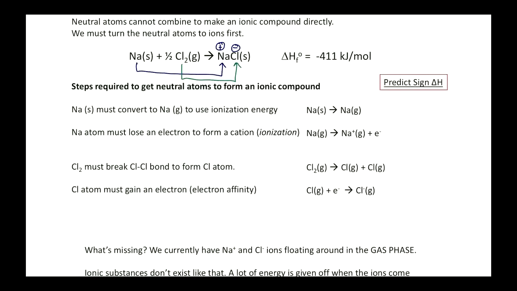So I've written out the steps here, but let's do our best and predict the signs of these. Okay, so to turn sodium into a cation, what property am I talking about? To turn something into a cation, what am I doing with the electron? Removing it. So what is that? Ionization energy. So I want to use the ionization energy of sodium.